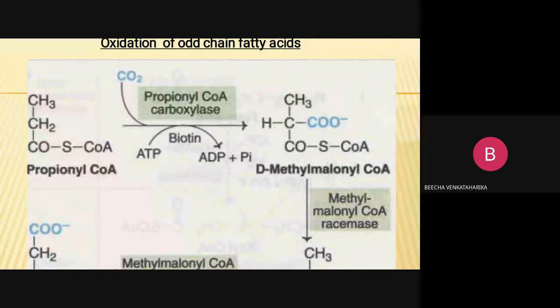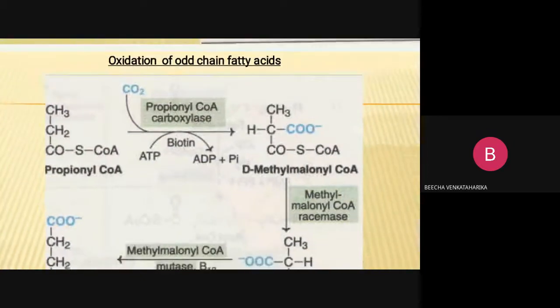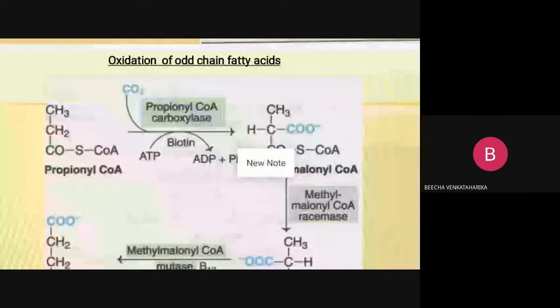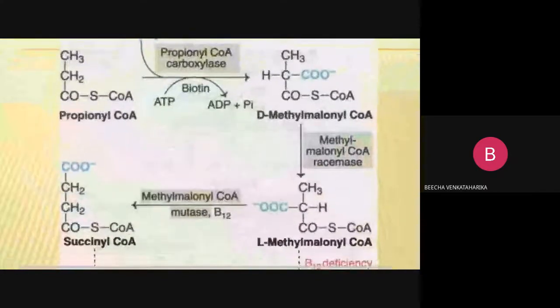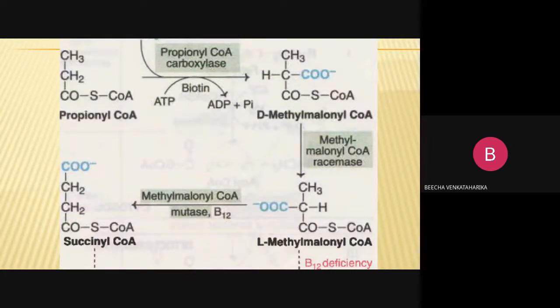D-methylmalonyl CoA. This D-methylmalonyl CoA undergoes racemization to form L-methylmalonyl CoA. The D form is converted into the L form. D-methylmalonyl CoA undergoes the racemase enzyme, and the D form is converted into the L form, that is L-methylmalonyl CoA.